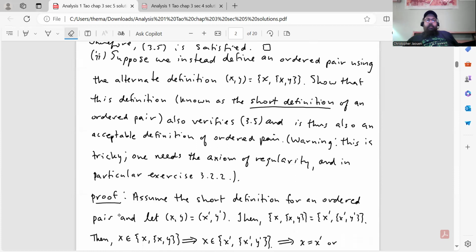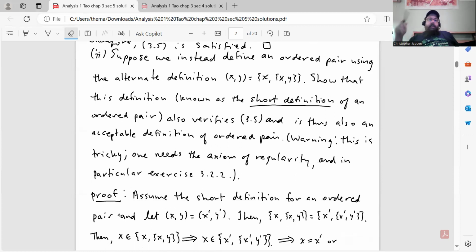Part 2. We're going to define it in a different way. Suppose we instead define an ordered pair using the alternate definition (x, y) equals the pair set containing {x} and then the pair set {x, y}. Show that this definition, which he calls the short definition of an ordered pair, also verifies 3.5 and is thus also an acceptable definition of an ordered pair. He also gives a warning here. He says this is tricky. One needs the axiom of regularity, and in particular, exercise 3.2.2.